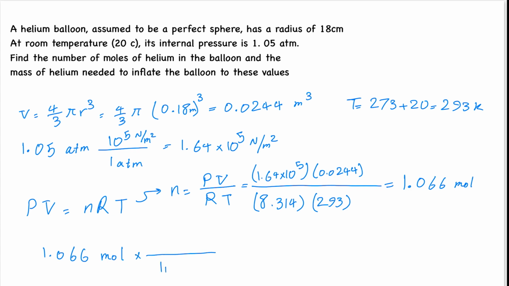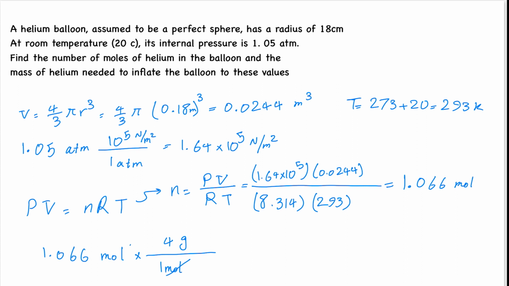If we want to convert it to grams, we will say 1 mole of helium. What is the mass of 1 mole of helium? How many grams does it have? It will be 4 grams. Why? Because helium has 2 protons and 2 neutrons, so it will be 4. So we can say it has approximately 4 grams.